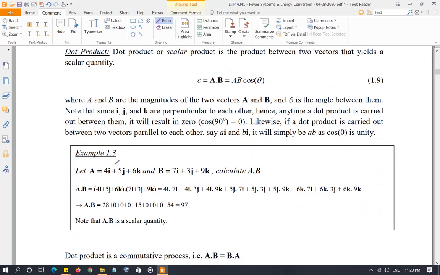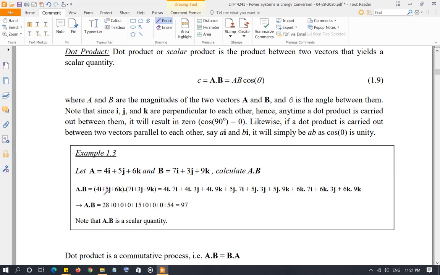So look at this example 1.3. We have a vector A and we have a vector B. Both are defined in the Cartesian form, with their components along the x-axis, y-axis, and z-axis, and we have to calculate the dot product between them. The way you calculate the dot product is simply how you multiply each component of a vector.